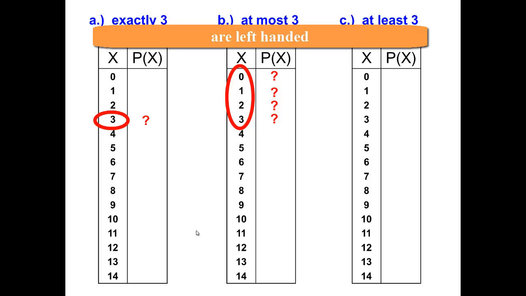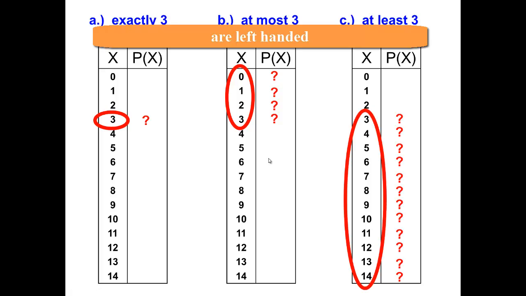At most 3, and if you've not watched the video that I have on the phrases at most and at least, that may be necessary to understand this video. But at most 3 would be 3 or less, and I've circled 3 or less, which would be the numbers 0, 1, 2, and 3. And at least 3 would be 3 or more, which would be the numbers 3, 4, 5, 6, 7, 8, 9, 10, 11, 12, 13, and 14.